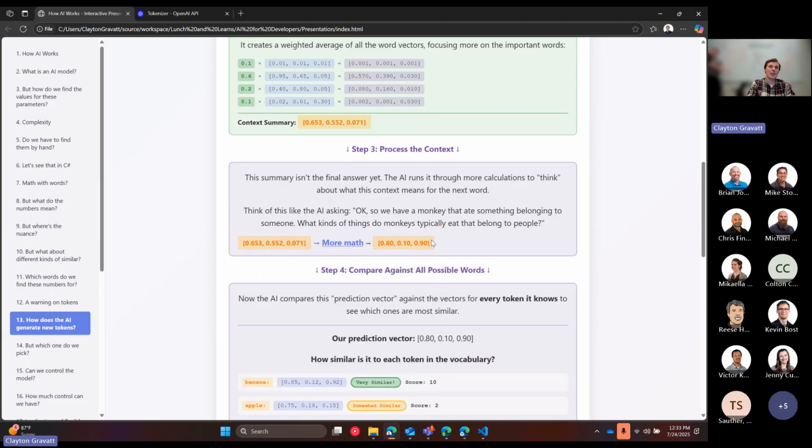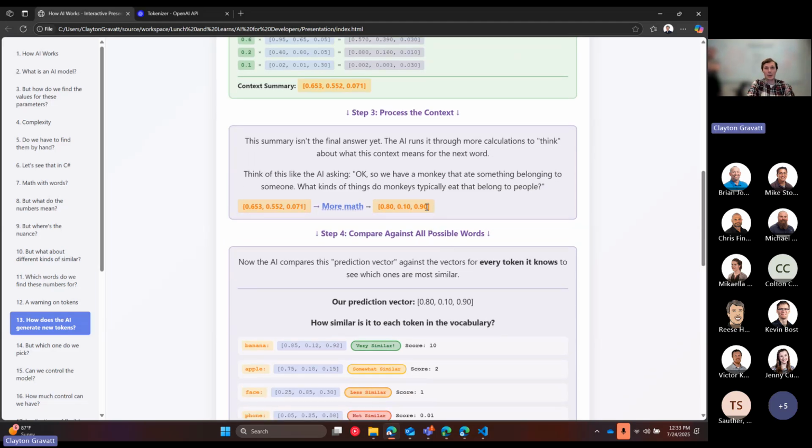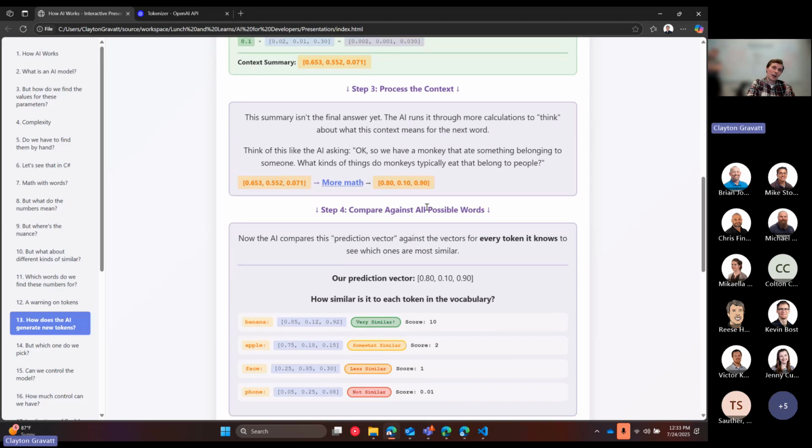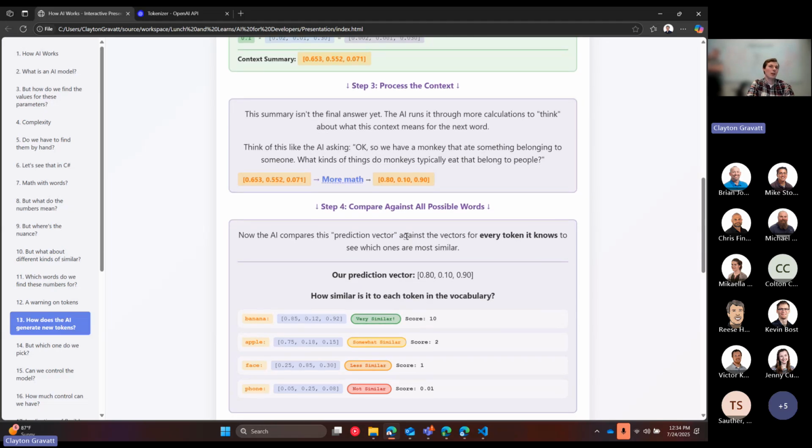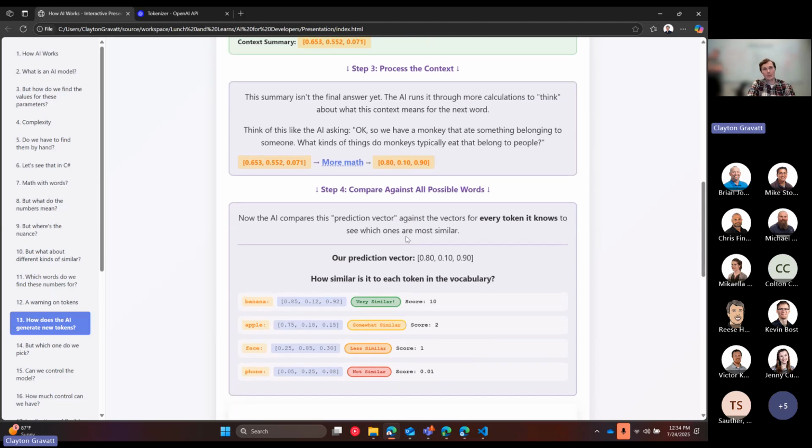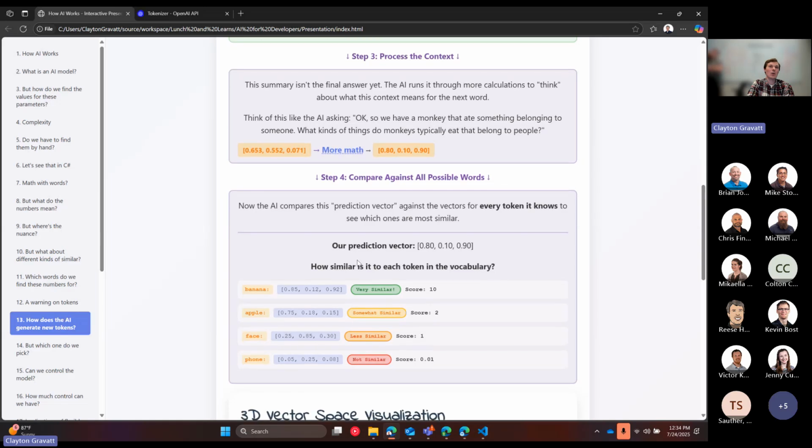And we calculate some vector that represents, okay, here's an input vector that represents what's happened so far. Here's an output vector that would feel like a good fit for what might come next. And we take that output vector, that prediction vector, and we'll compare it against the vectors for every token that our model knows. So if we've given our model a vocabulary of, I don't know, 20,000 or so tokens, we'll calculate a score for each of our tokens to see how close it is to our prediction vector here.